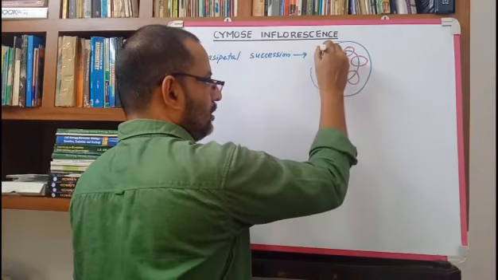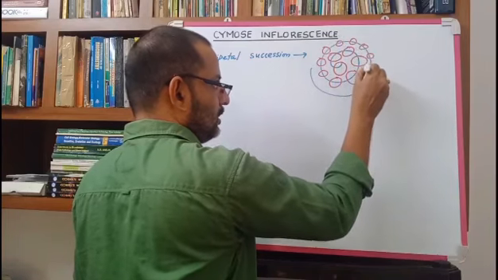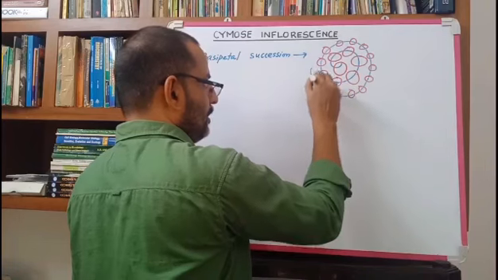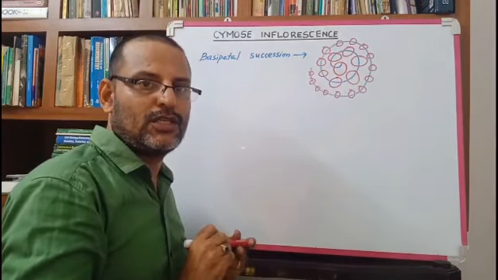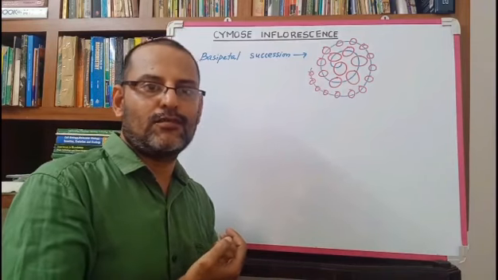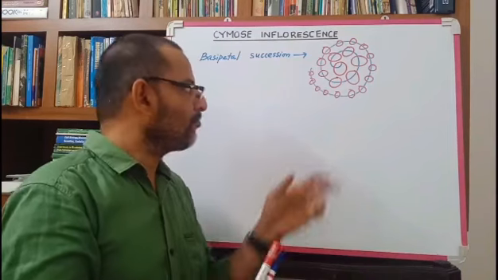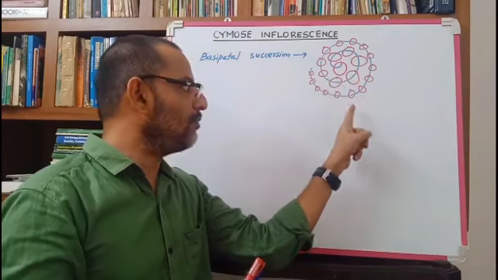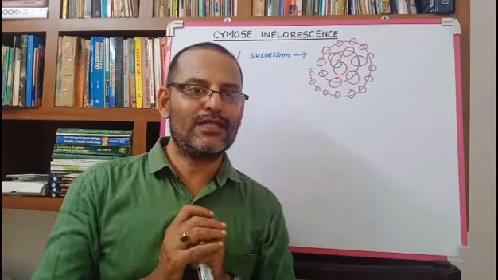Mature flowers are seen towards the center and unopened buds are seen towards the periphery, or younger flowers are seen towards the periphery. This type of arrangement is known as basipetal succession. This is just opposite to what we have seen in the racemose inflorescence. There it is acropetal succession. That means in acropetal succession, the younger flowers are seen towards the center and mature flowers are seen towards the periphery. So this is known as a cymose inflorescence.